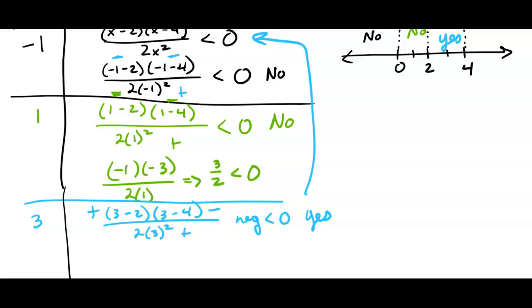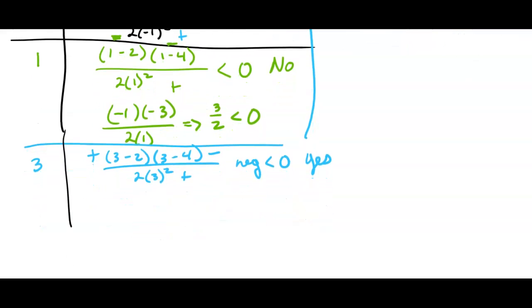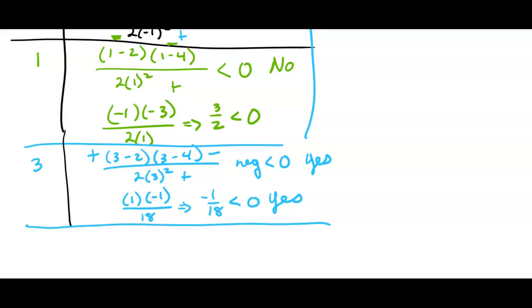And again, some of you might say, because I find students don't like to think in terms of positive and negative, so they want to write out the numbers. 1 times -1 over, it's going to be 2 times 9, which is 18. So you're going to get a -1 over 18, and is that less than 0? And yeah, so yes. So whether you write out the numbers or you think in terms of positive and negative, that doesn't really matter to me. Just have to do one or the other.